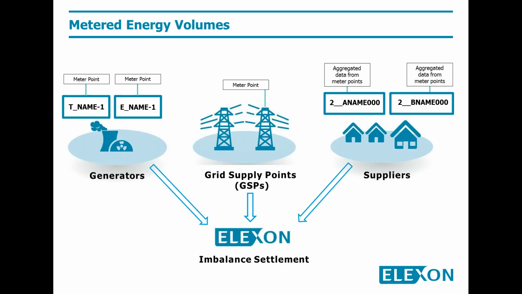So just to summarize again, here are our metered energy volumes. For the generators, you've got 2 BMUs, one starting with a T and one with an E, so one transmission connected and one embedded in the distribution network. We have our suppliers, with a couple of example BMU IDs there, for regions A and B, and obviously we're getting metered volume at each grid supply point.